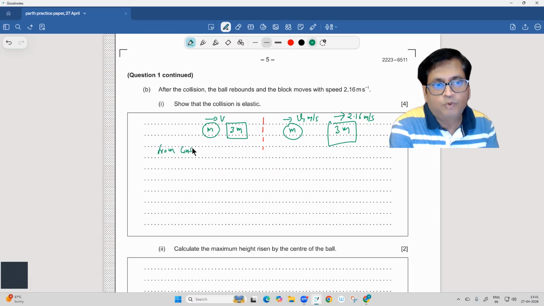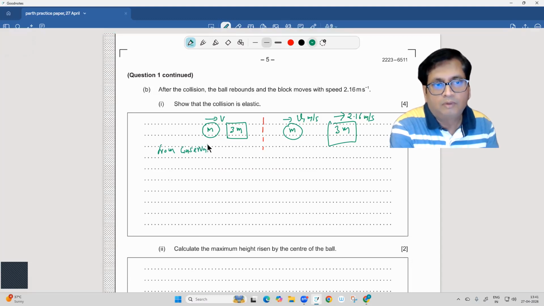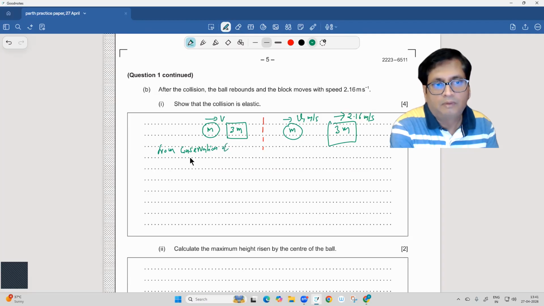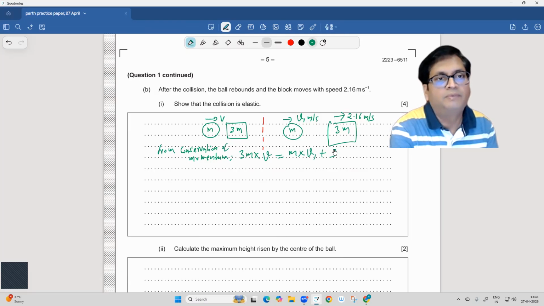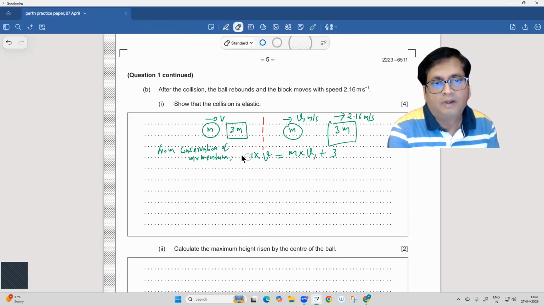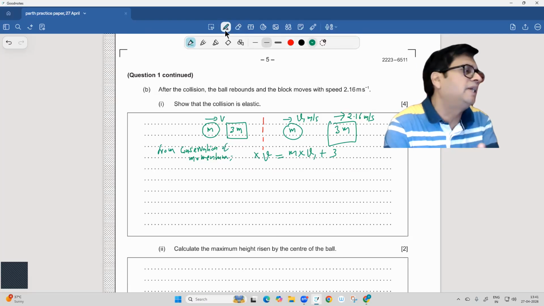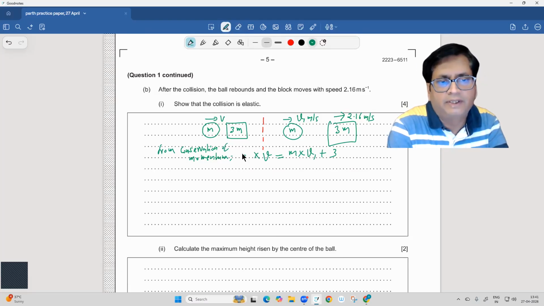क्या आ जाएगा? 3m into v is equal to m into v1 plus, sorry, m into v. It was a ball which was moving, right? You see why I have used 3m, because 2.8 and 2.4 is the same thing, right? It will cut, right?